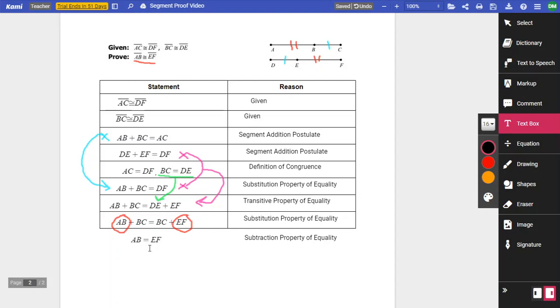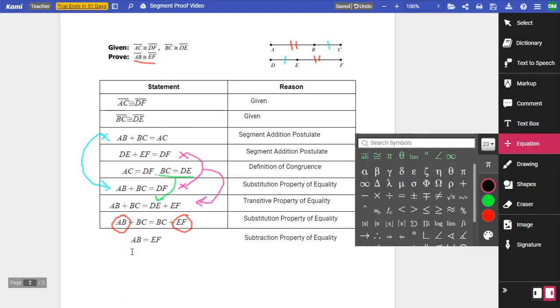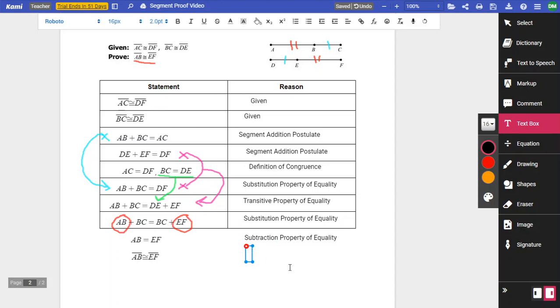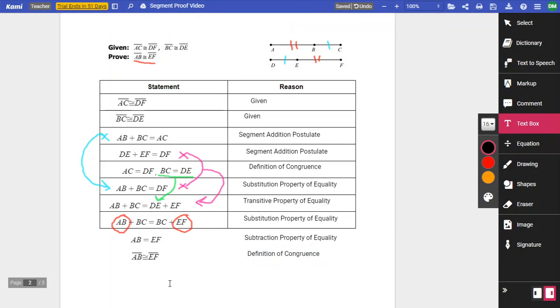And then I've got one last thing. I'm not actually done here. I've shown that the segment lengths are equal, but I do want to show that these segments are congruent. So I need to put that last step in here and say that AB is congruent to EF. And just like up in line 5 here, I'm going to use the definition of congruence. So the definition of congruence, remember, states that if two segments have the same length, then they are congruent, or if two segments are congruent, they have the same length.